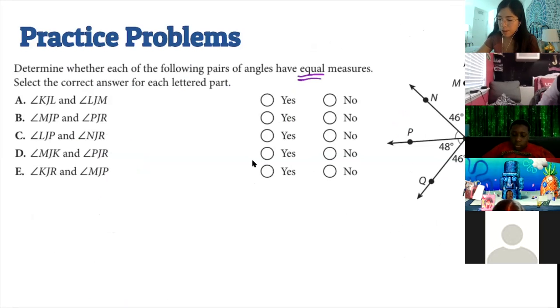We're going to start off with KJL. So I'm going to highlight that. KJL and LJM. So the green one and the orange one. And we want to know if those are equal. We are not given any information other than the diagram.